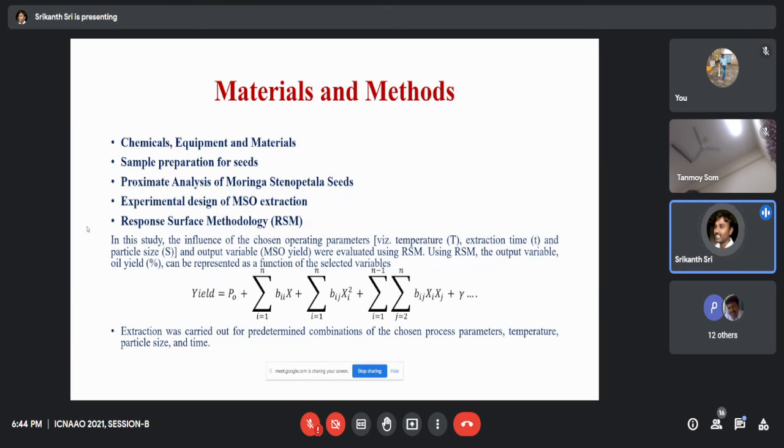Using RSM, the output variable, oil yield in percent, can be represented as a function of the selected variables as yield equals β0 plus sum over i equals 1 to n of βi xi plus sum over i equals 1 to n of βii xi squared plus sum over i equals 1 to n minus 1 and sum over j equals 2 to n of βij xi xj plus gamma, and so on. The extraction was carried out for predetermined combinations of the chosen process parameters: temperature, particle size, and time.